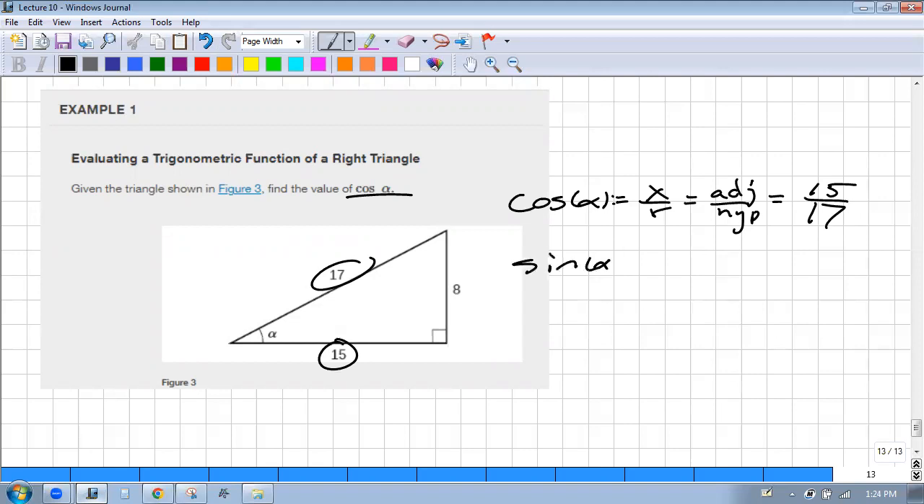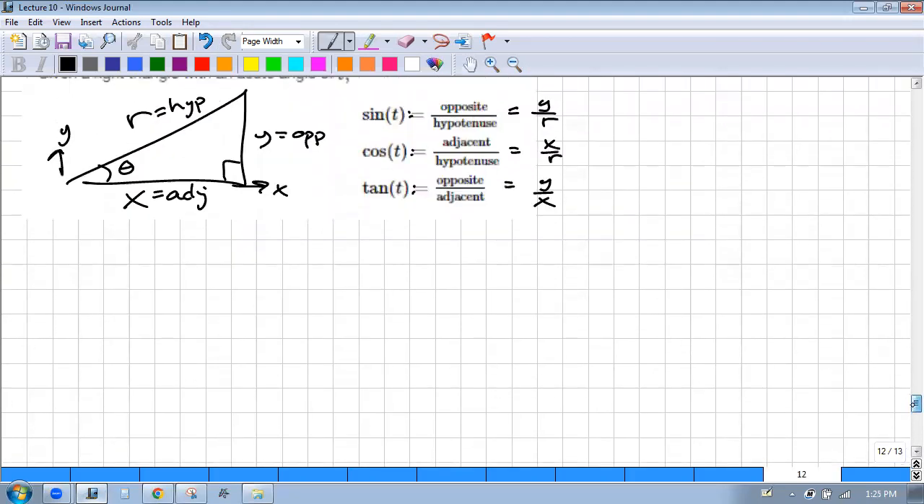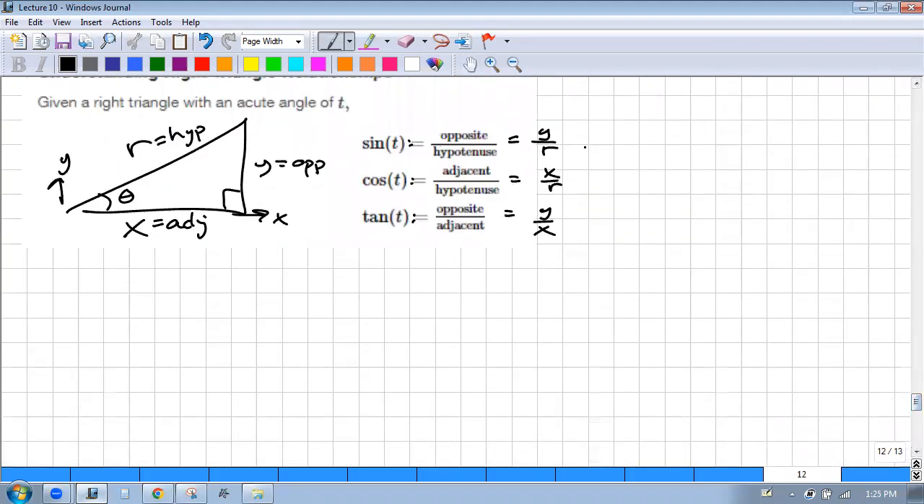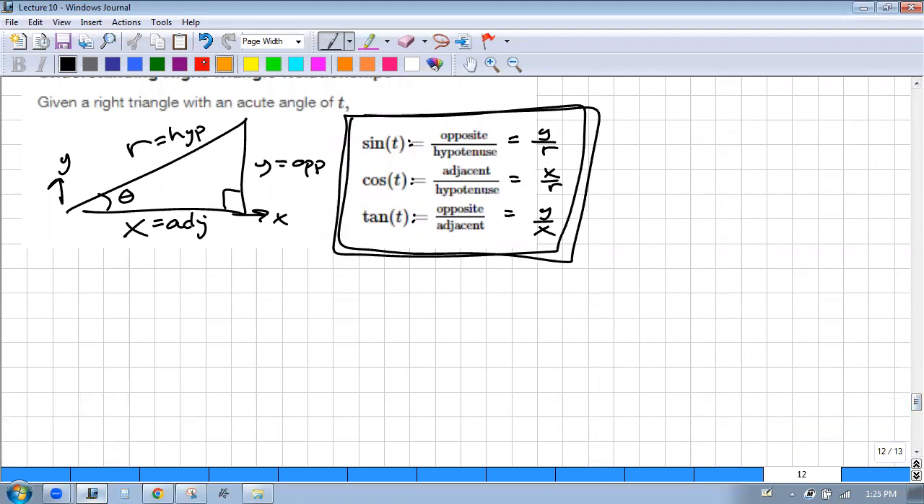Likewise, sine of alpha would be the opposite over hypotenuse. That's it. Easy. It's from your definitions, right? These were definitions. You have to memorize them, right? And then what were our other ones?